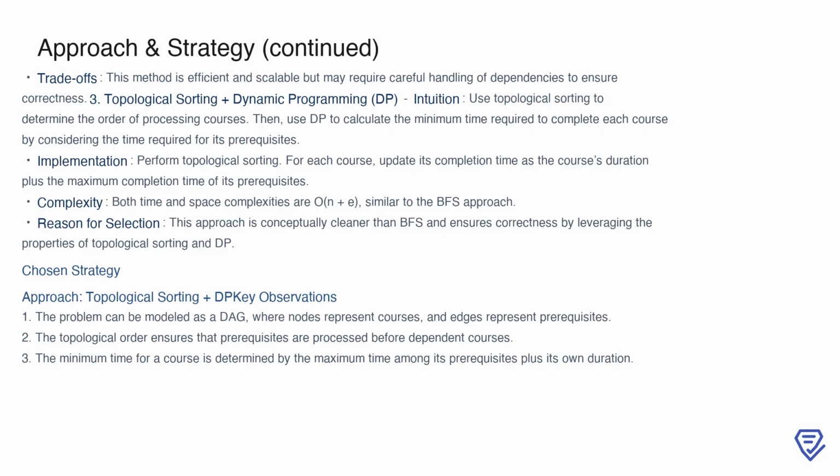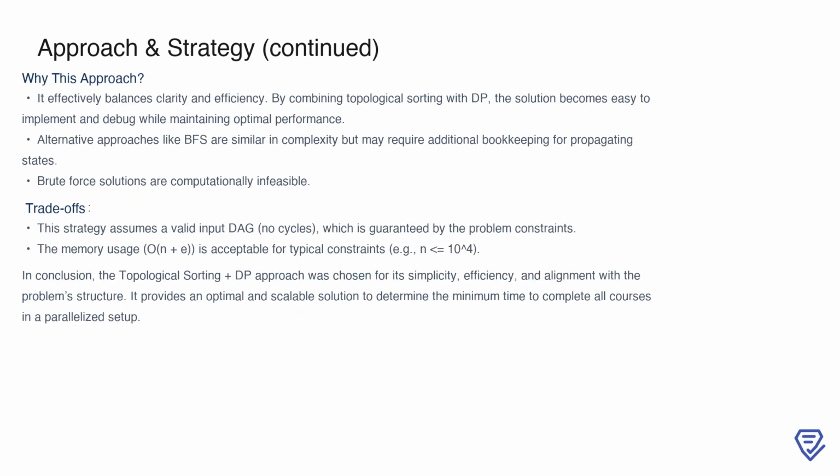Key observations include the DAG representation, where edges enforce prerequisite order, and the fact that course times depend on the longest prerequisite chain plus the course's own duration. The topological sorting plus DP approach stands out for its balance of clarity and efficiency. By combining these techniques, we achieve a solution that is both easy to implement and debug, while maintaining optimal performance.